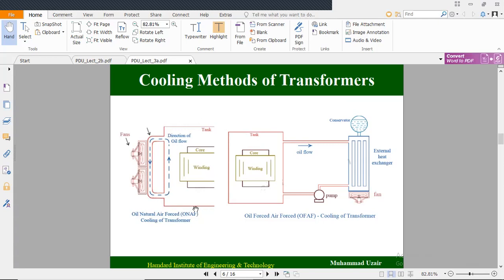Mainly 8 air blast fans are placed all over the outermost part of this transformer to cool down its temperature, especially its winding. Otherwise, if the temperature continuously increases, your winding would be damaged continuously. So this is the oil natural air force cooling method of a transformer, sorry, not distribution transformer specifically. It is for substation and grid transformers.